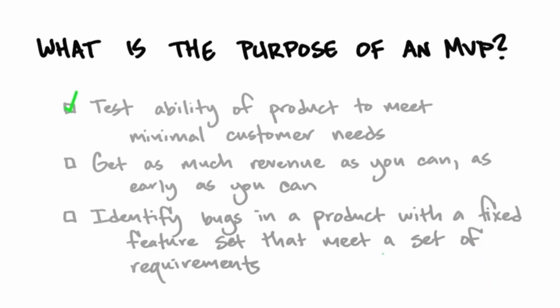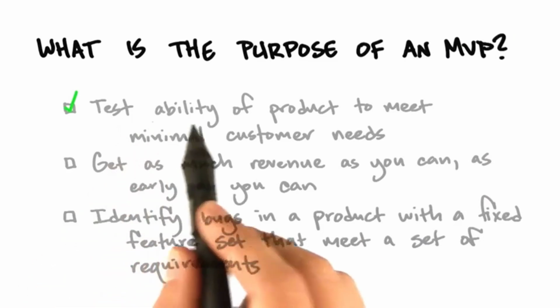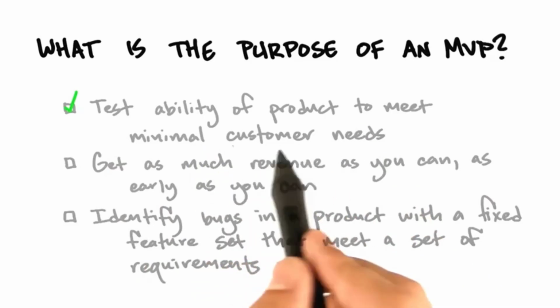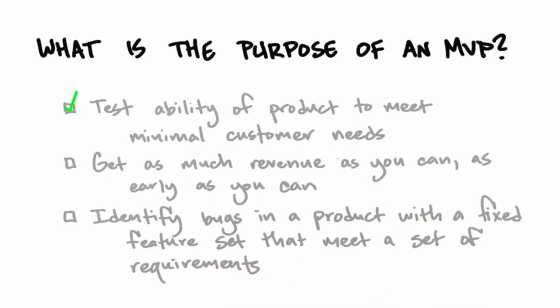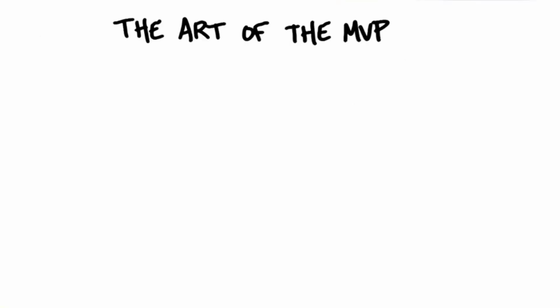Explicitly, the goal of an MVP is not an engineering alpha or beta test. The goal is not to use this process to find all the bugs, though they might come up. The goal of an MVP is to actually test the ability of the product to meet minimal customer needs, as in choice 1. Now, for both physical and mobile channels, there's an art to building a minimum viable product.